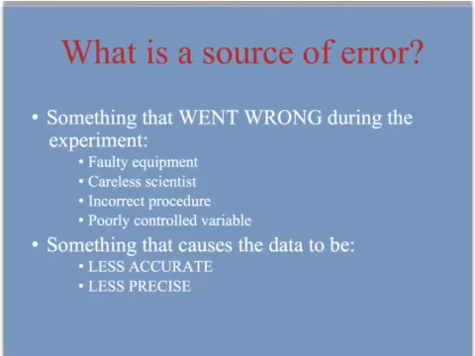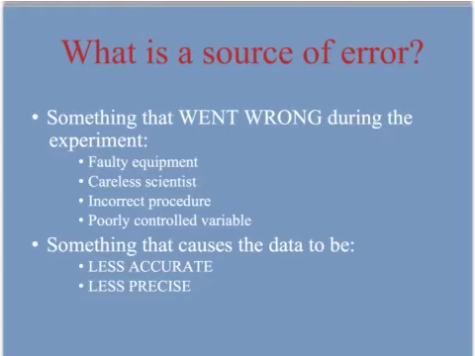A source of error is something that definitely went wrong during the experiment. You have to know that it went wrong in order for it to be considered an error. And remember that if you know it went wrong, then it's not a belief. You know it went wrong. And so an error is not an assumption.